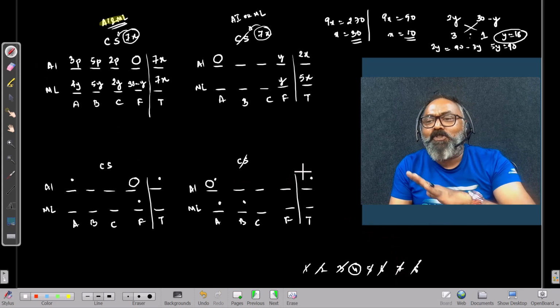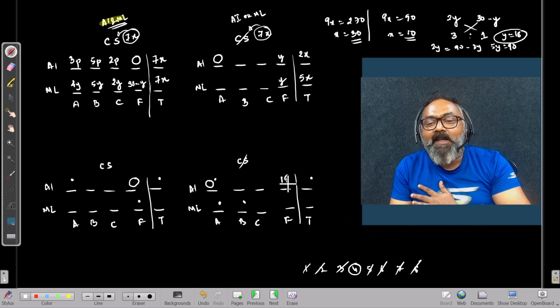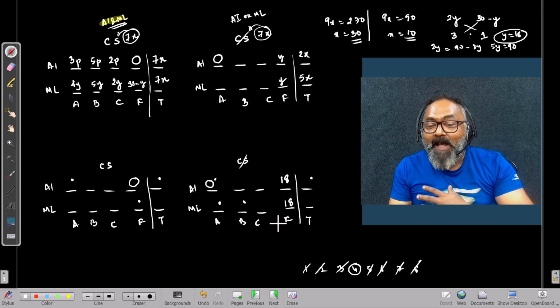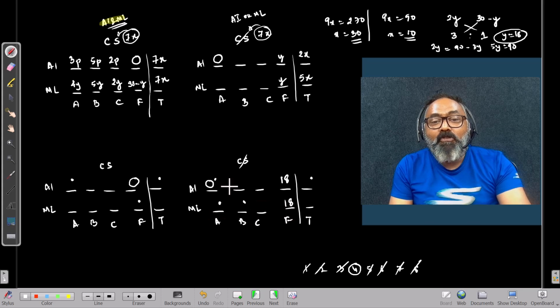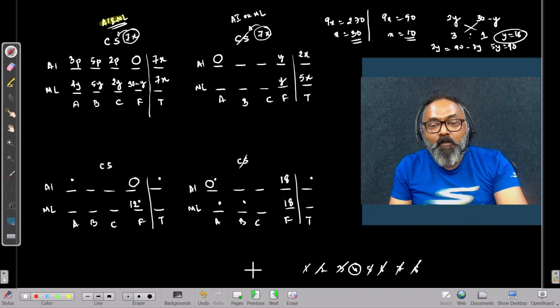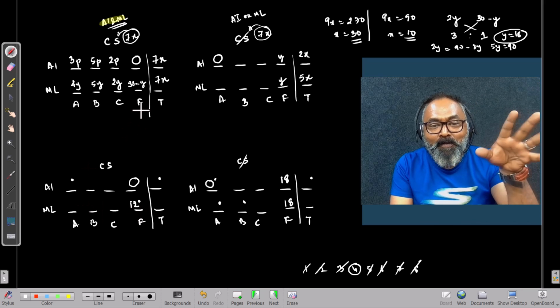So y is equal to 18. That's wonderful. So this is 30 minus y, and 30 minus 18 is 12. We got something. What is f? Number of students who failed. We got some value, 12. Let's fill that thing.